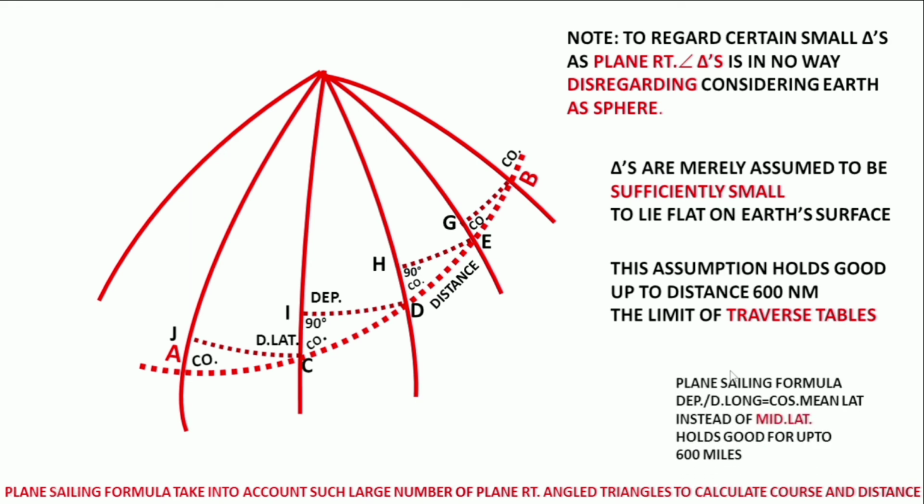And this formula which we talked about, departure by D long is equal to cos mean lat instead of mid lat, because as said, the tables to convert mean to mid lat may not be visible to you on your tables. So this holds good up to 600 miles.